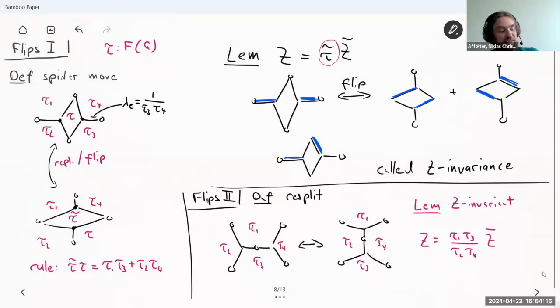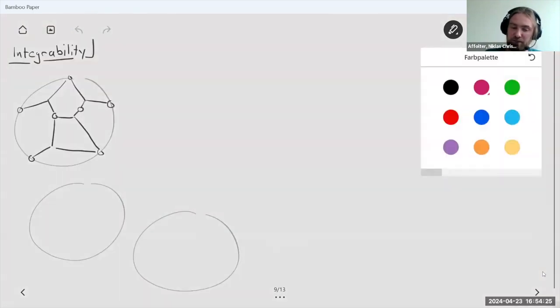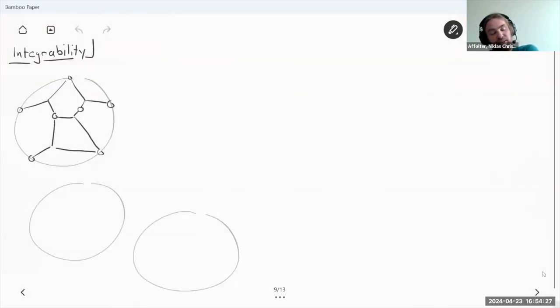Okay, and now I think we're ready to get to integrability. What do I mean? Well, back to the example graph that we have here. Let's start out with some edge weights and this special gauge. You have tau variables everywhere and so on.